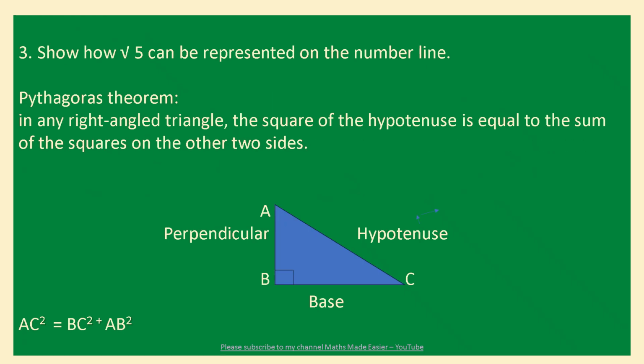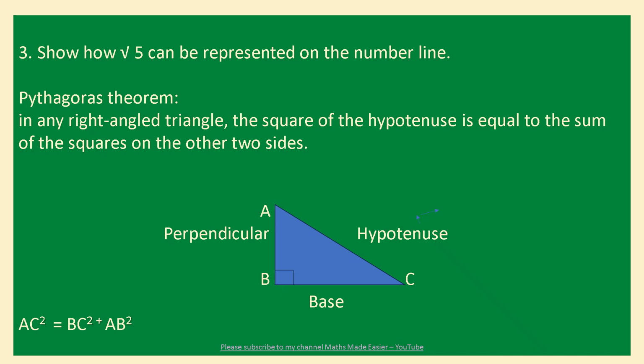Show how root 5 can be represented on the number line. First, you need to understand the Pythagoras theorem. It states that in any right angle triangle, the square of the hypotenuse is equal to the sum of the squares on the other two sides.